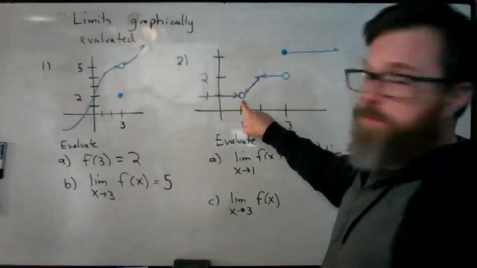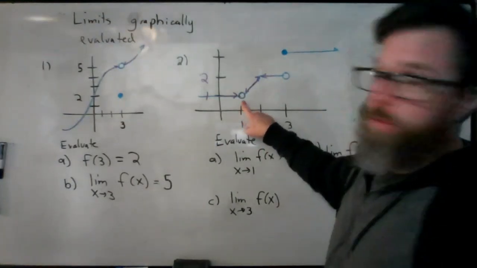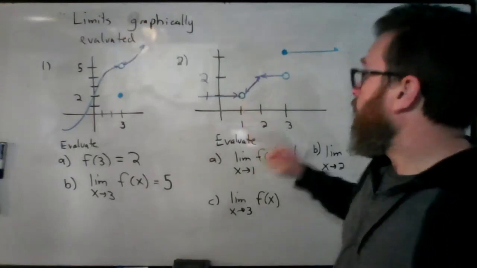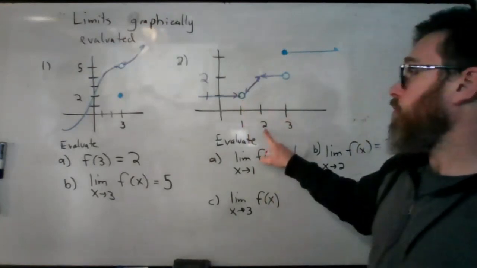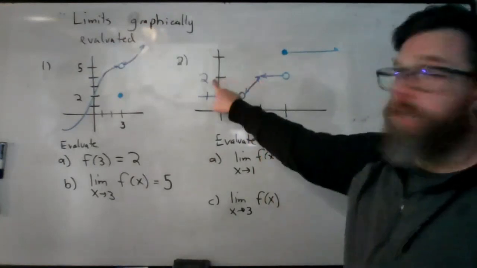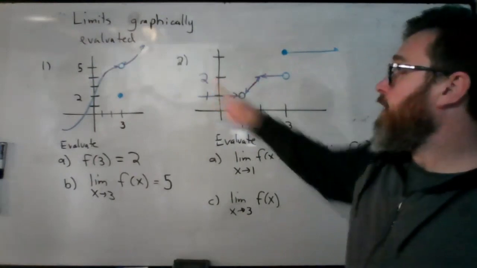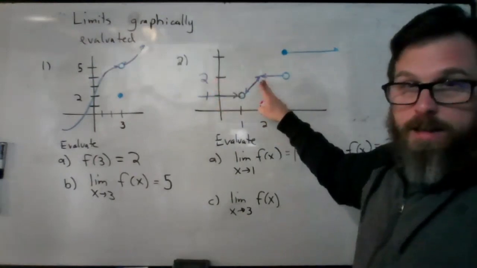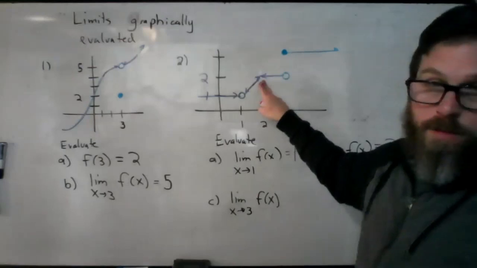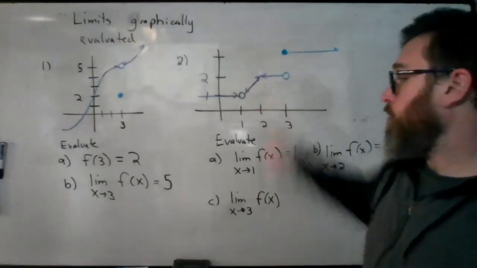Notice the function is not defined at 1. So if I asked you what is f of 1, we would say it's undefined because there's a hole there. This function is, however, defined at x equals 2. So if you plug in x equals 2, you're going to get y equals 2 back. But again, it doesn't matter if the function is defined at 2. We only are asking for the values that get really, really close to x is equal to 2.